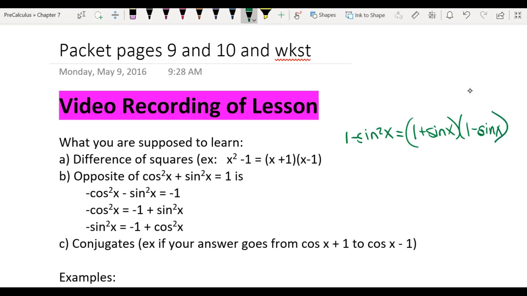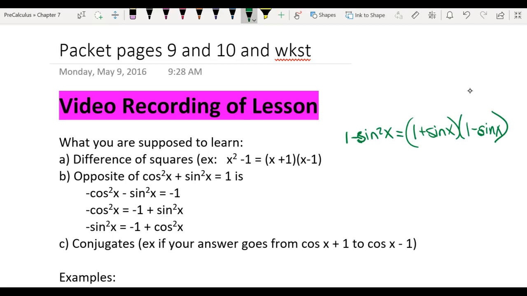Okay, it is a difference of squares. If you have 1 minus sine squared of x, that's equal to 1 plus sine of x and 1 minus sine of x. The same is true for the cosine version. If it's 1 minus cosine squared of x, that's equal to 1 plus cosine of x, 1 minus cosine of x. Okay? That's the difference of squares concept that it's referring to.